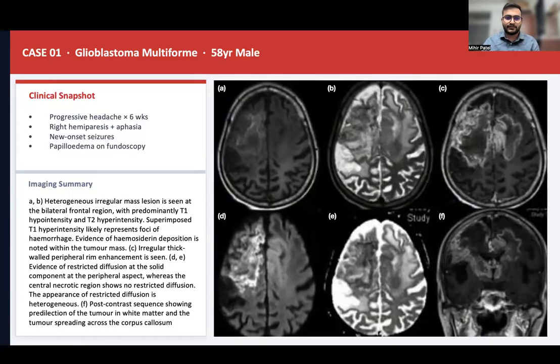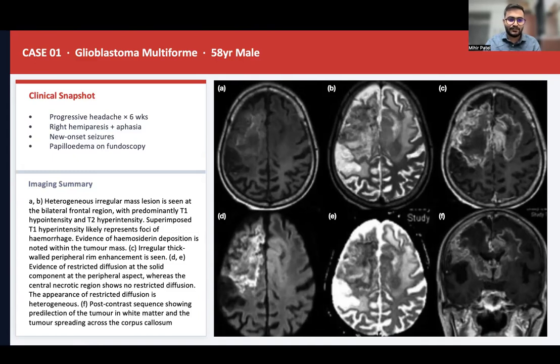Glioblastoma multiforme. A 58-year-old male patient presented with progressive headaches over 6 weeks, right hemiparesis and aphasia, and new onset seizures; papilloedema was seen on fundoscopy. Imaging summary. A heterogeneous irregular mass lesion is seen at the bilateral frontal region with predominantly T1 hypointensity and T2 hyperintensity. Superimposed T1 hyperintensity represents foci of hemorrhage. Evidence of hemosiderin deposition is also seen within the tumor mass. Irregular thick walled peripheral rim enhancement is seen.